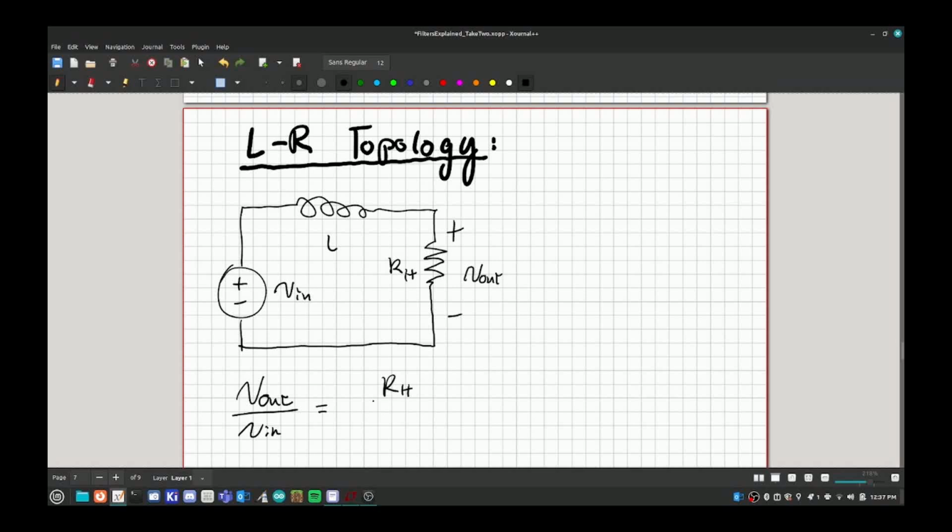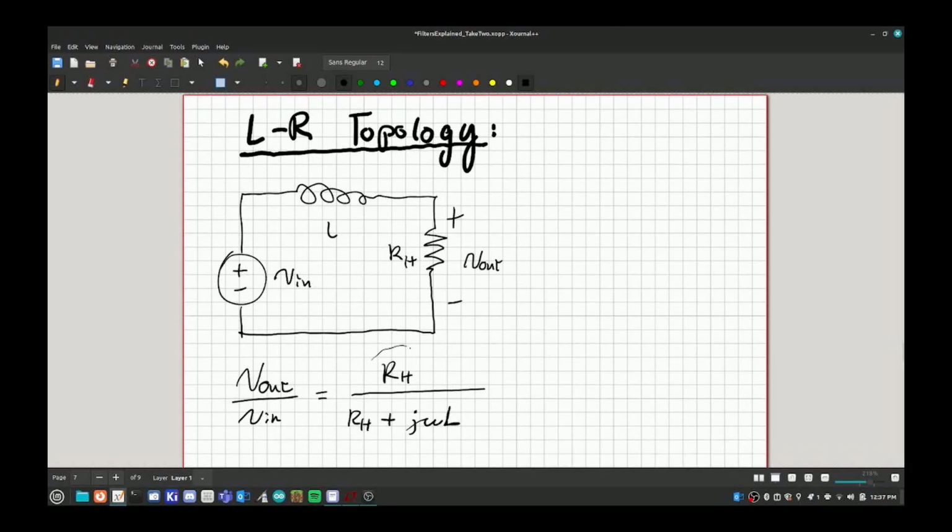It's pretty similar. You'll get RH over RH plus j omega L this time. Again, that's just the impedance of the component that we want the voltage across, over the total impedance of the circuit. Again, we want this in that omega over omega c form, and remember omega c is the cutoff frequency, not omega times C. In this case, because we've got j omega L here already, and it's not 1 over j omega L, I can just divide everything by RH, and then I will get 1 over 1 plus j omega times L over RH.